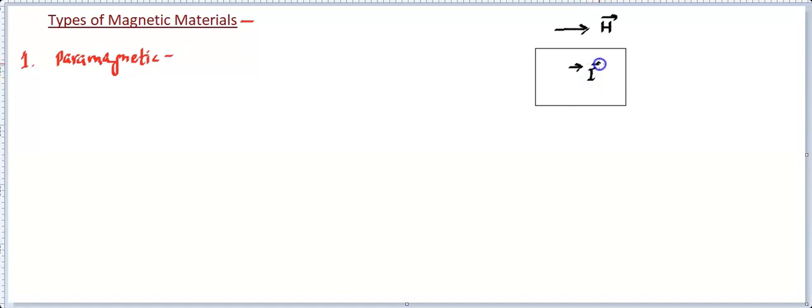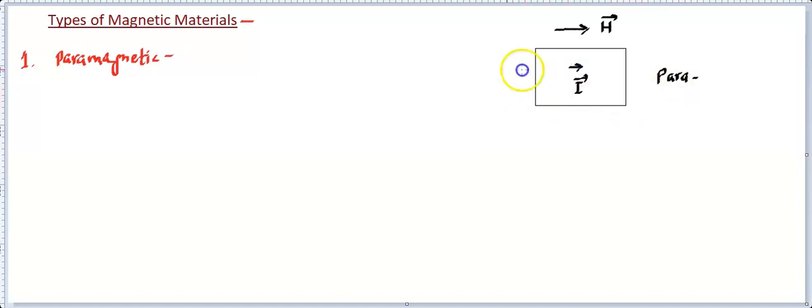So if I is oriented in the direction of the field that we applied externally, then we say this kind of material is paramagnetic. So in paramagnetic materials, this magnetization is in the direction of the external applied field, and it has a small magnitude as compared to the field applied. So this type of substance is known as paramagnetic substance.